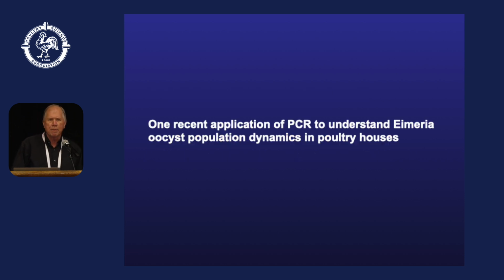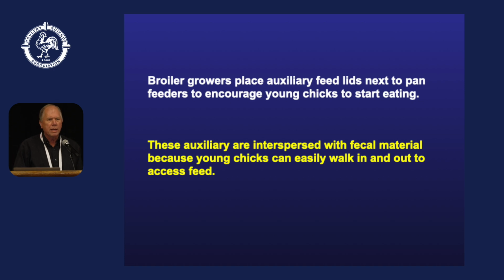And I'll give an example of how we've used molecular biology recently to understand Eimeria oocyst population dynamics in a poultry house. As many of you may know, companies place auxiliary feed lids in a broiler house for about 7 to 10 days after placement of the chicks. The reason is that they're trying to encourage chicks to start eating soon after placement.